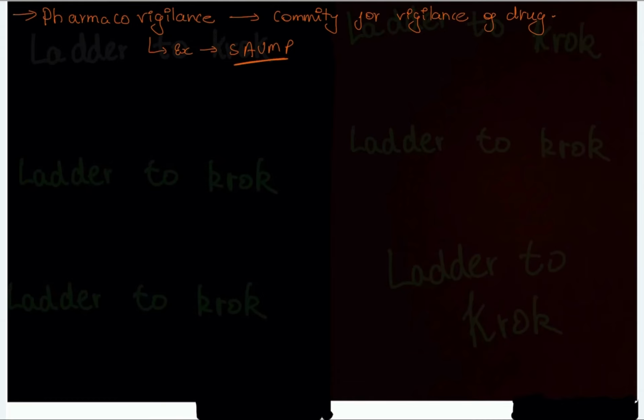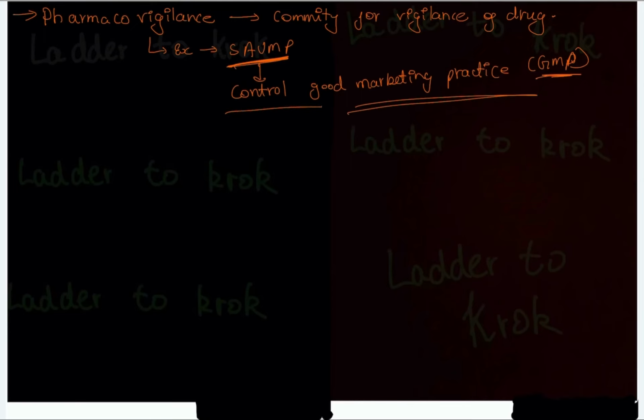Okay, this SAUMP does what? It controls good marketing practice, GMP. This SAUMP will control good marketing practice. Now pharmacovigilance is a committee for vigilance of drugs. Every country has their own, or many agencies. And this SAUMP is a state authority, a state agency. The supreme is the Ministry of Health in Ukraine till today.